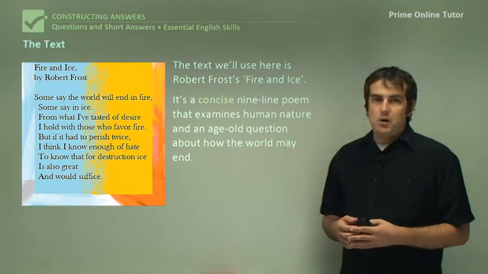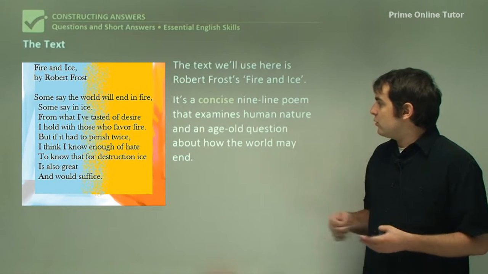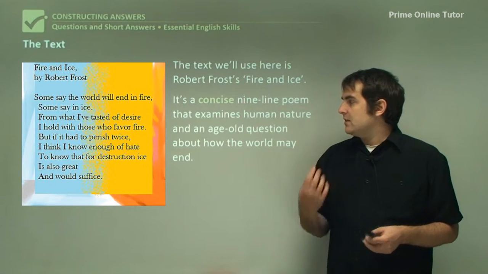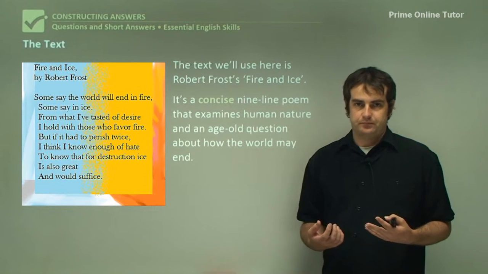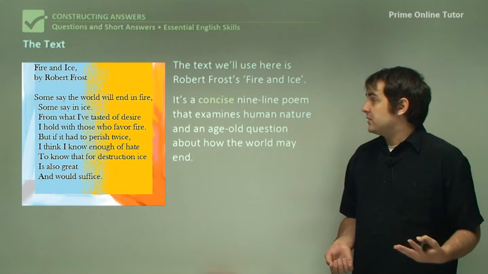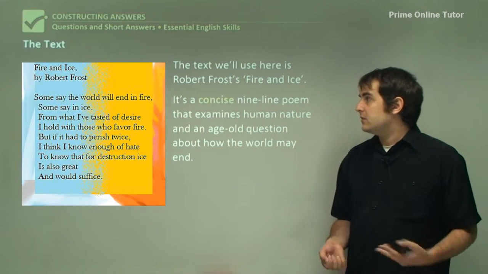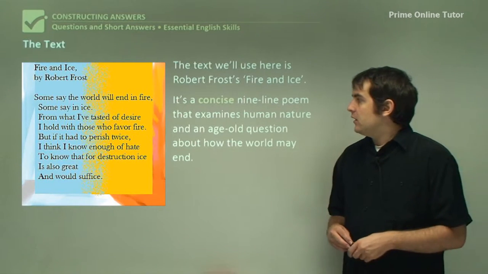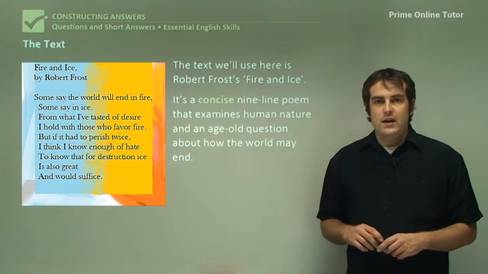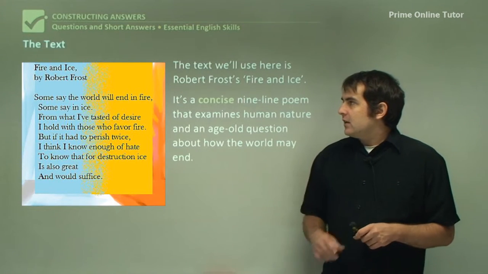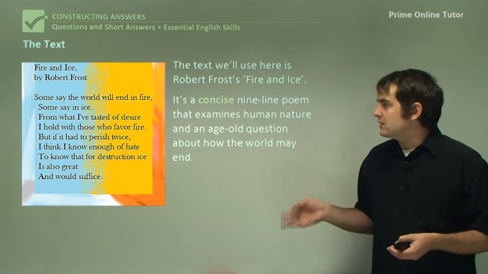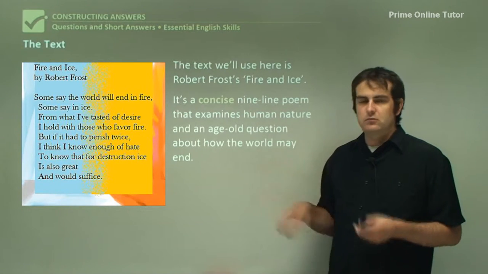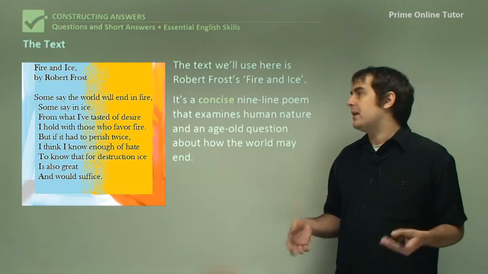It's a concise 9-line poem that examines human nature and an age-old question about how the world may end. The context of the poem is based on the question of how, particularly at the time, people and scientists thought the world would end. Some said it would end with a big fireball where the earth or the sun would explode and we'd all be burned alive, or a big ice age where everyone would freeze to death. Frost tweaked this idea and made it about humanity, about us, about people. So that's a basic overview of what the poem's about.